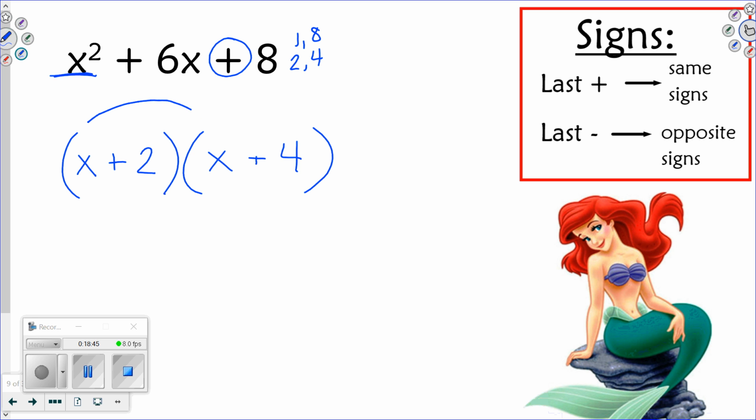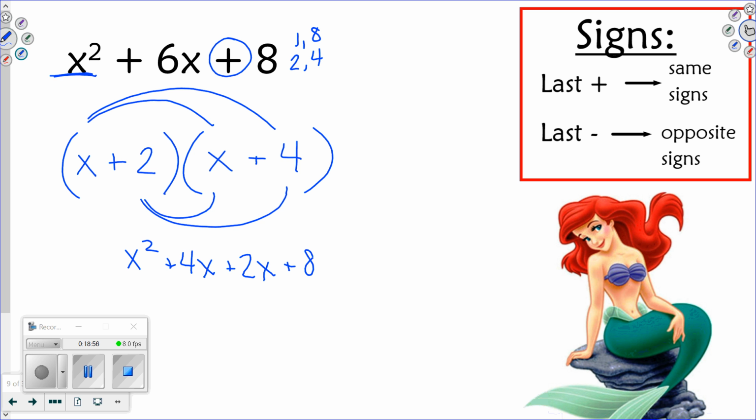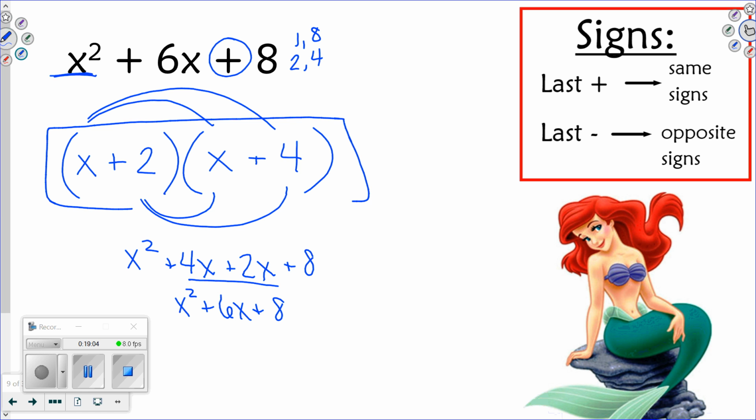Okay, so we check this. We get x squared plus 4x plus 2x plus 8. Like terms, we get 6x. Is that what we wanted? Yeah. Now, notice that one did not have an a term, right? There's no number in front of my x squared. It makes it easier because how many options did I really have to check? I had 1 and 8 or 2 and 4. I didn't have many options. Okay, so when there's no number in front of the x squared, you have a lot fewer things to check and worry about. So those ones are the easier ones.